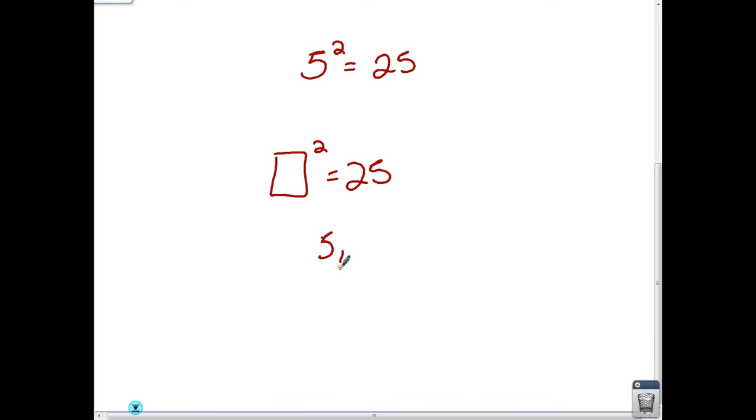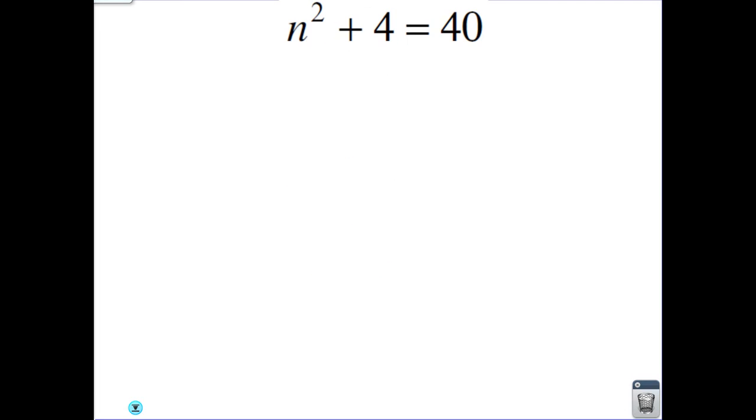What's a negative times a negative? A positive. So what's negative 5 to the second power? Also 25. Most of the time, quadratic equations will have two answers. Actually, if you want to get technical about it, they'll always have two answers, but sometimes those answers will be the same. So let's look at some problems now.